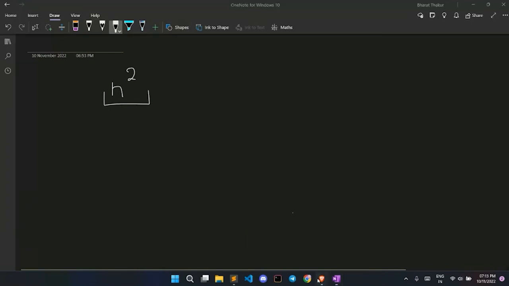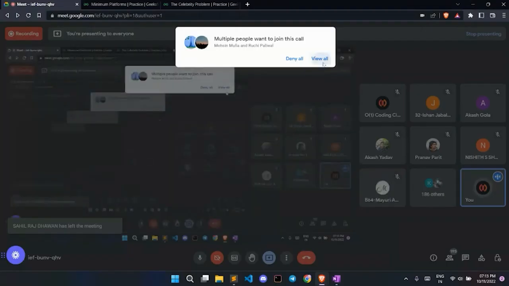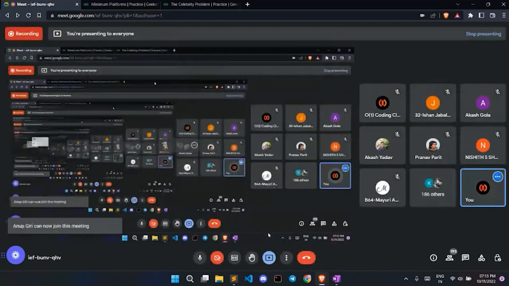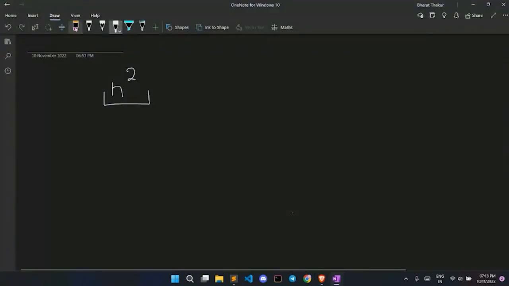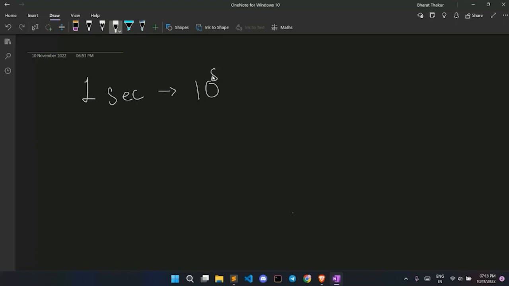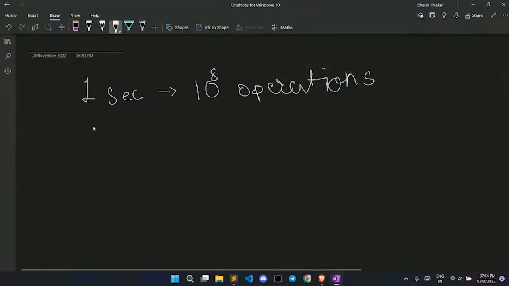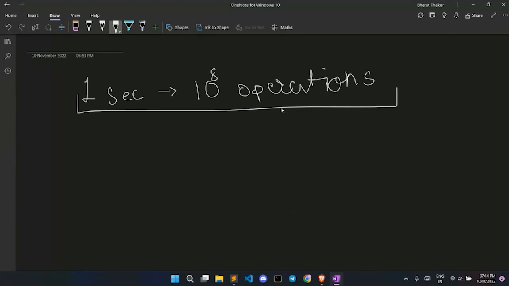Okay, and suppose even the interviewer says that okay, this is good, you should always think that is there a better way. So let me give you an example. First of all, I will clear one thing: for 1 second you can approximately have 10 power 8 operations. Okay, so you should always keep this in mind.